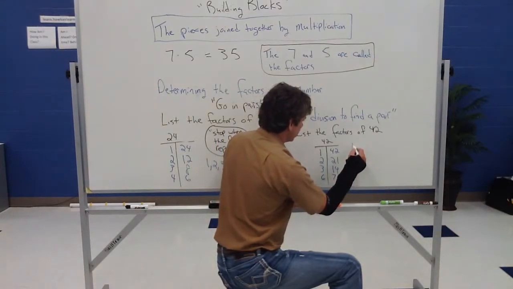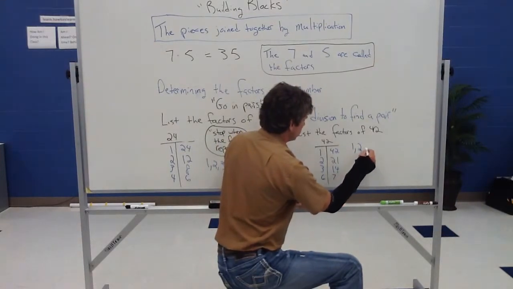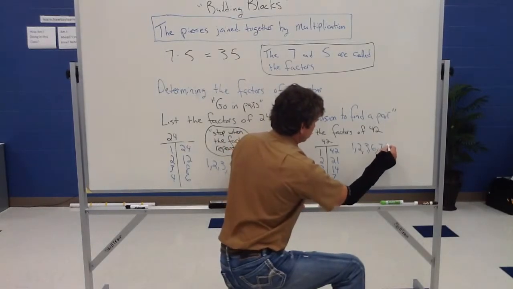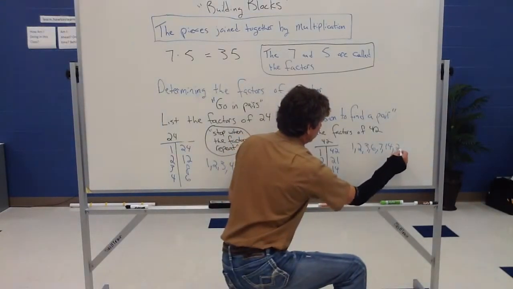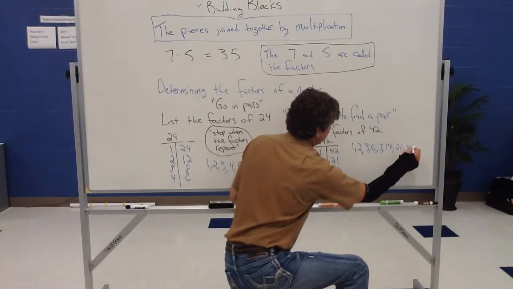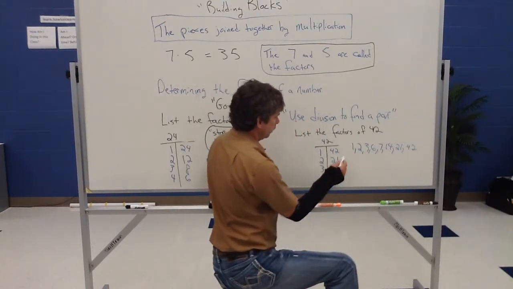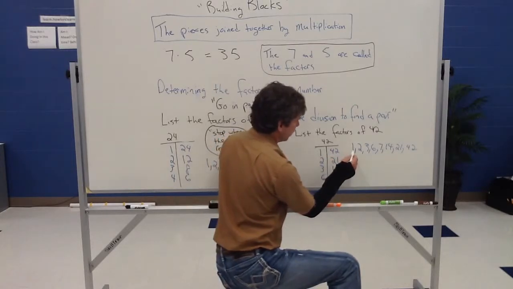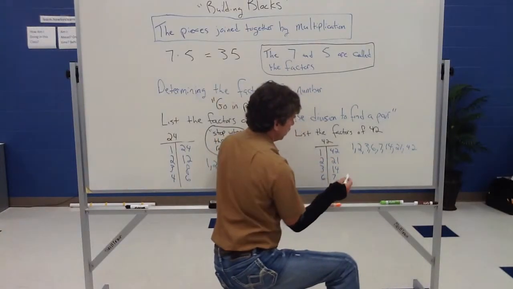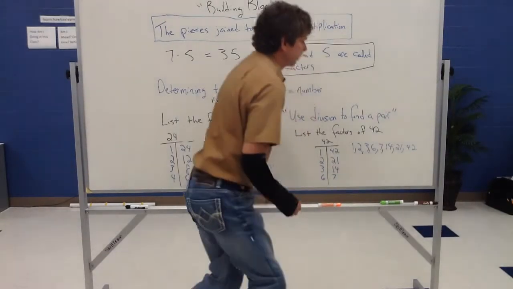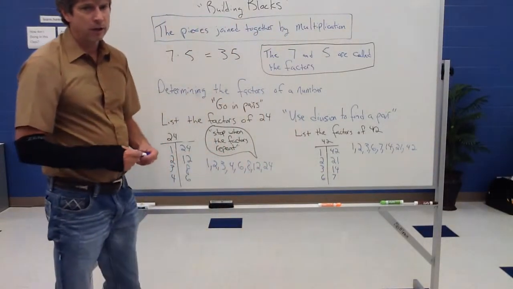So my factors are going to be 1, 2, 3, 6, 7, 14, 21, and 42. So that would be all the factors of 42 that we're looking for. So 1 and 42, that's my smallest and my largest. All the remaining factors have to be in between there. So that's going to conclude our lesson on factors.